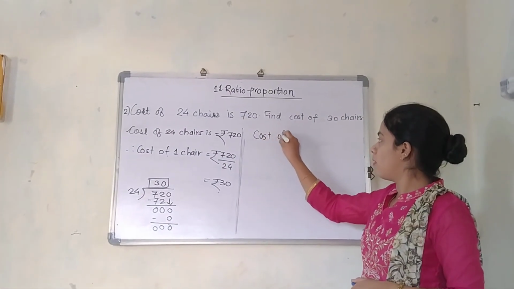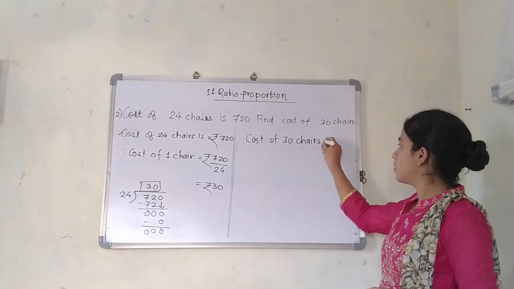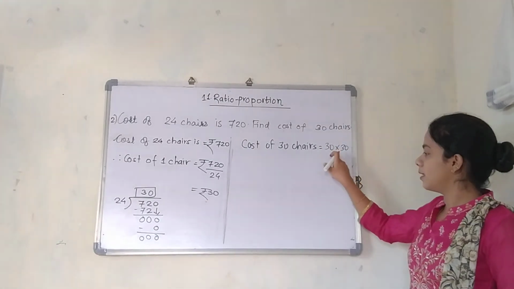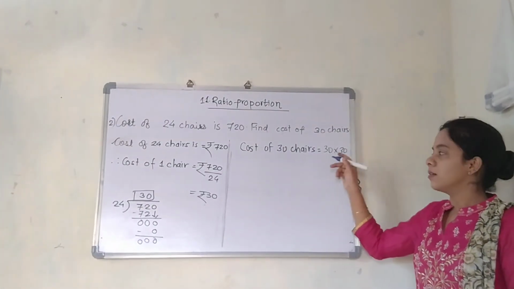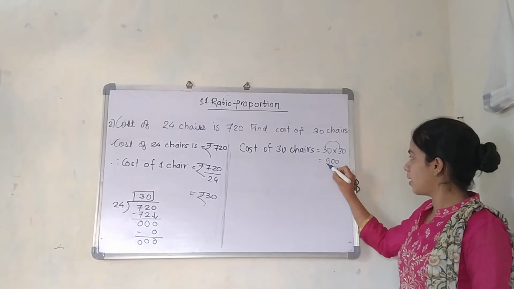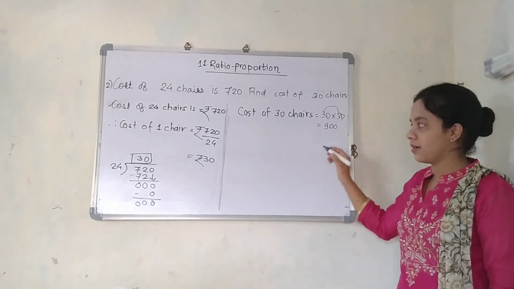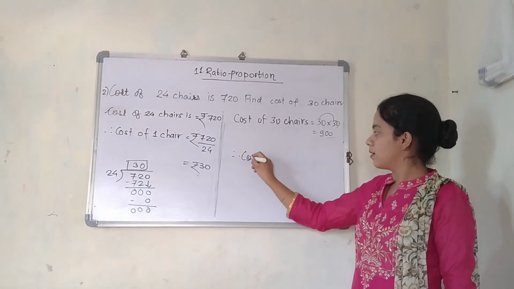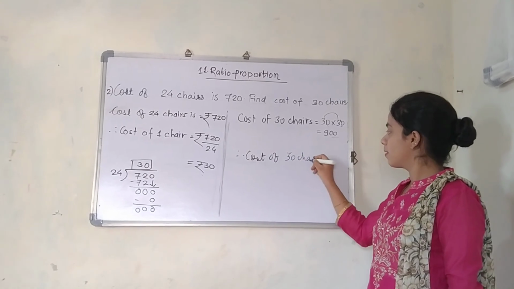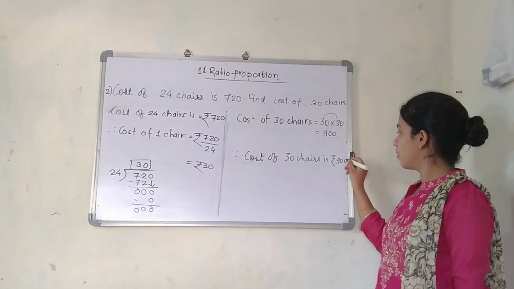Cost of 30 chairs is equal to 30 into 30. This 30 and this 30. So it will be 900. How? 3 3s are 9, and 1 zero and this 1 zero, so 2 zeros over here. It is 900. So write the final sentence: cost of 30 chairs is rupees 900.